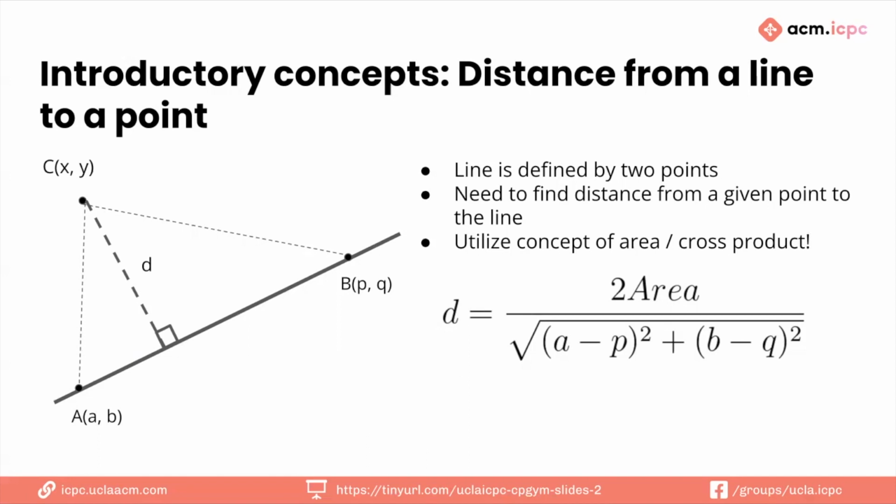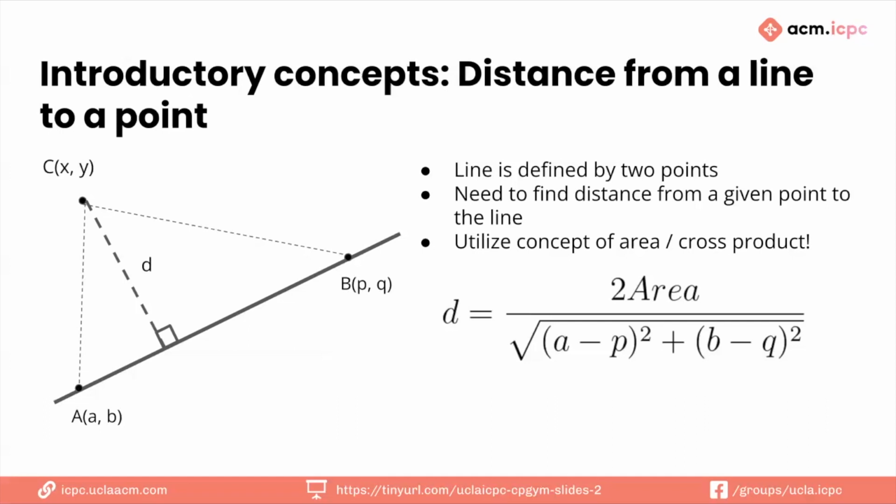So just once again, if we are given a point C and we want to find the distance to the line defined by points A and B, we can compute the area of the triangle that's formed by these 3 points and then divide it by the length of the base and multiply by 2. Essentially computing the area in 2 different ways and solving the system of equations.